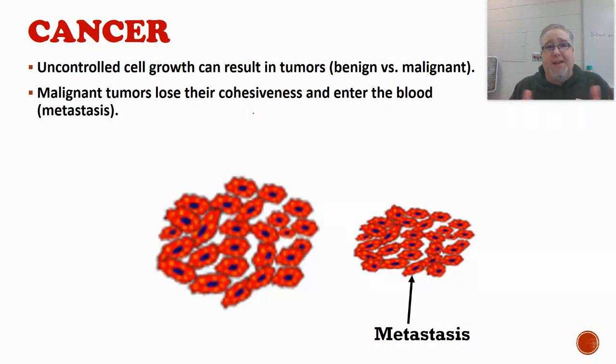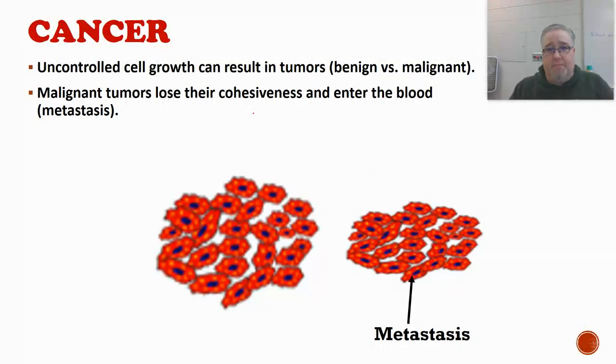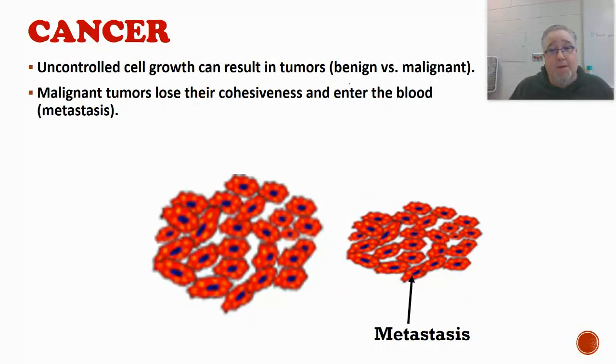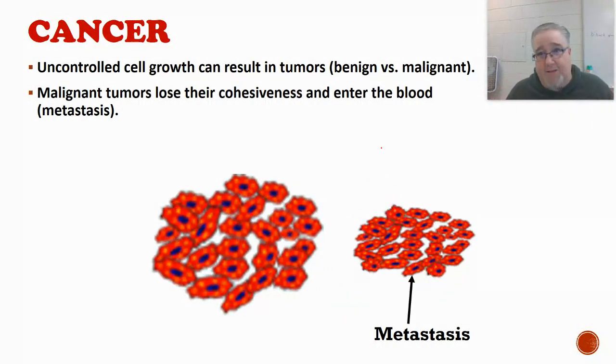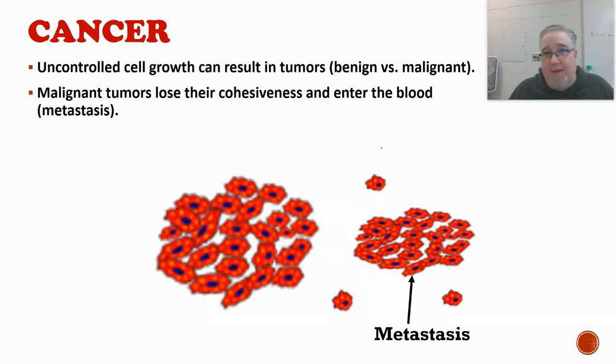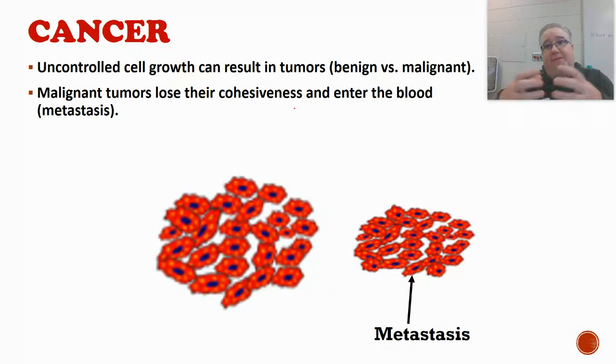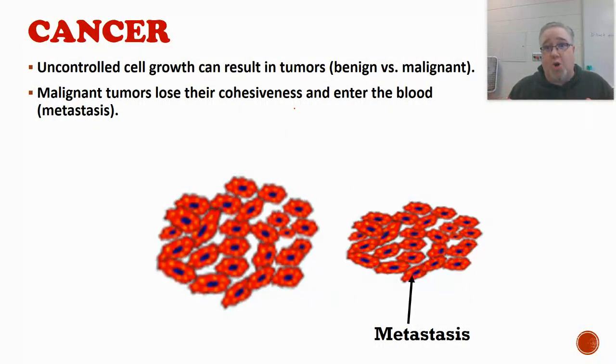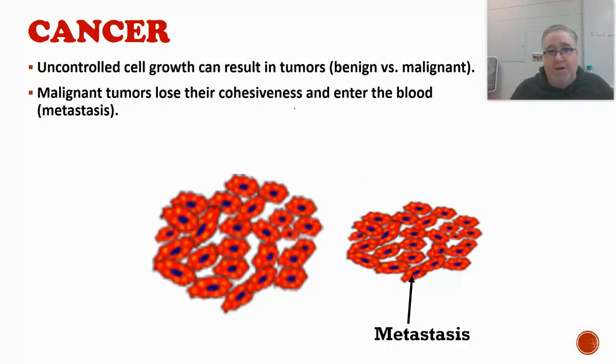The difference between the two is that malignant tumors have lost their cohesiveness, whereas benign tumors have not. If you go to the doctor and he tells you that you have a tumor, automatically we think, oh my God, that's terrible, I've got cancer. That doesn't necessarily mean that. If the tumor is benign, that means those cells, even though they've divided uncontrollably, are still in the same area. They haven't broken apart. Some good examples of benign tumors are warts.